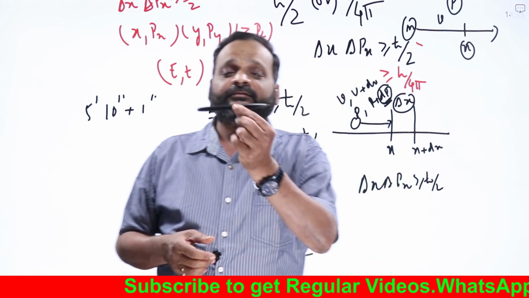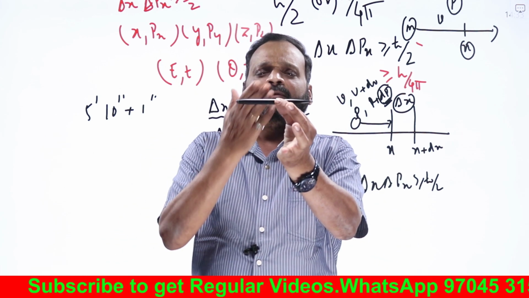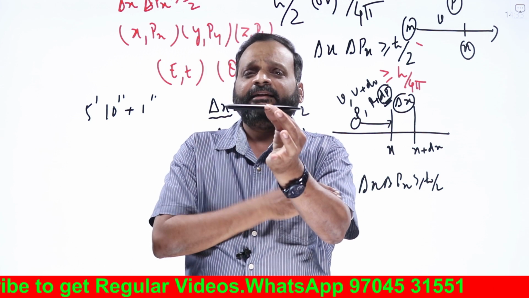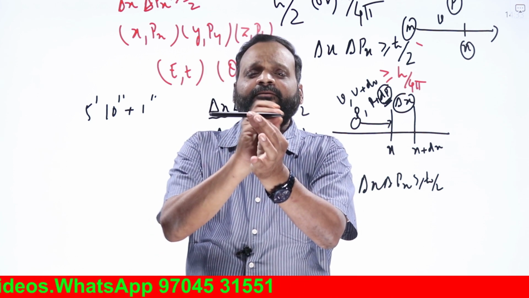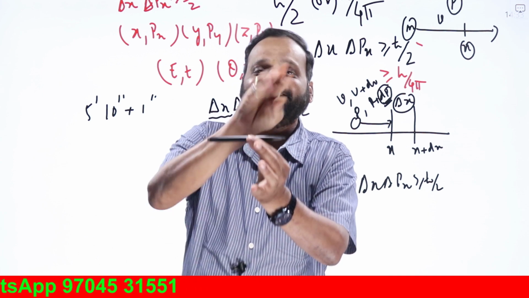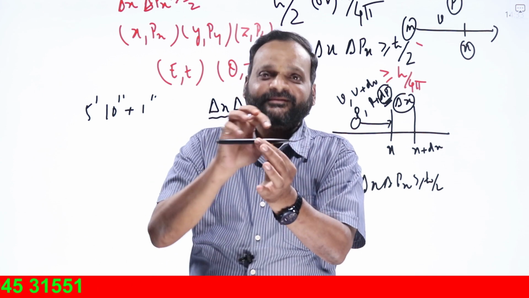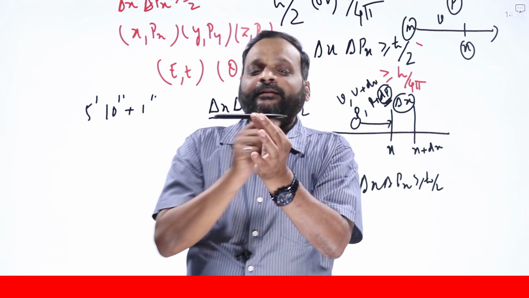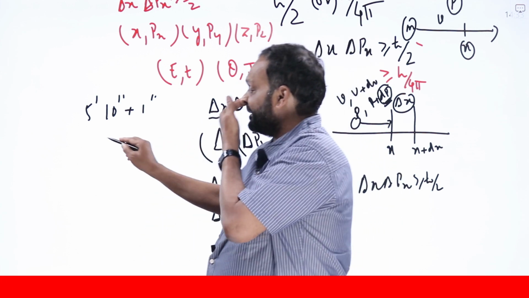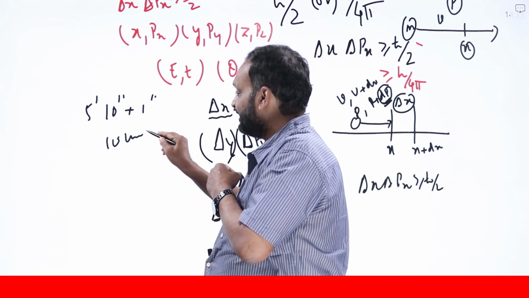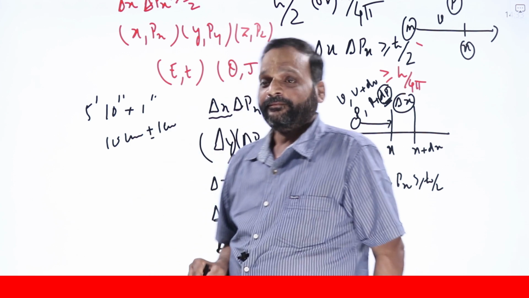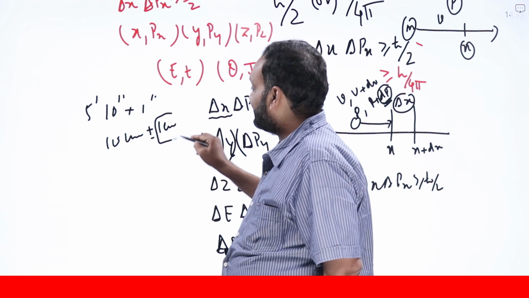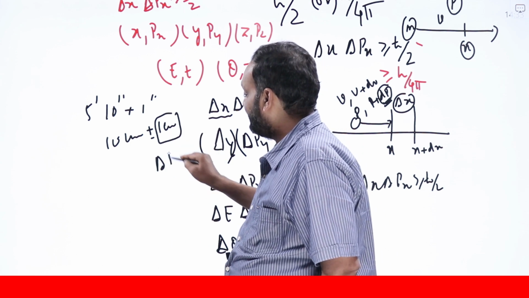Or what is the length of this pen? Can we, by looking at it, tell that it is exactly 7.9 centimeters? No, I will say its length is around 10 centimeters plus or minus 1 centimeter, as close as possible. So I'll write the length of the pen as 10 centimeters, with an uncertainty of plus or minus 1 centimeter. This is known as the uncertainty in the length of the pen, delta L.